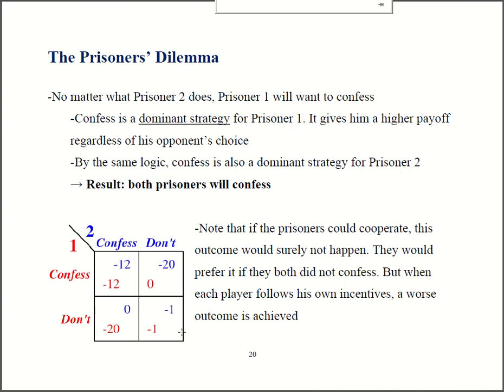We said that confessing is a dominant strategy. It's always better to confess no matter what you think your opponent is going to do. So the cooperative outcome where they both don't confess and both get 1 year prison does not occur. Instead, you get this coordination failure and you get this worse outcome for both. When they both pursue their own individual incentives, it ends up being worse for both of them. That's the paradox of the prisoner's dilemma.